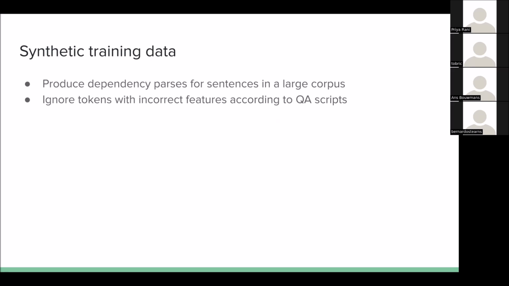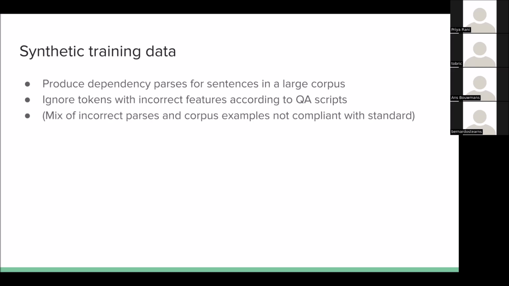I think the F scores are between 80 and 90%. It's going to make mistakes. Often the mistakes that it makes don't impact the predictions of mutations and so on, but you do have to be a little bit careful. So what I do is I throw away the tokens where the QA scripts predict a feature value which differs from what actually comes out in the treebank.